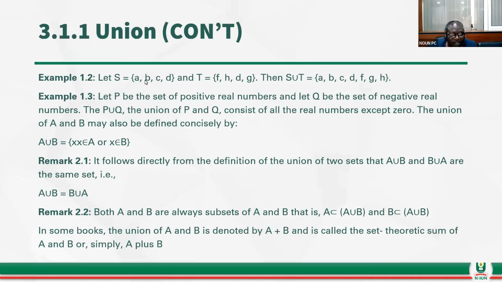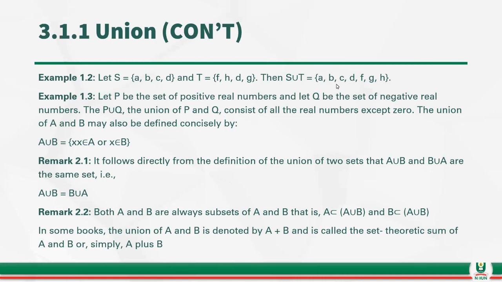You have set S as A, B, C, D, and T as F, H, D, G. Then what is S union T? What is the result of performing the operation of union on sets S and T, which is called S union T? What is the answer now? Everything in S, A, B, C, D must be there. A, B, C, D. Can you see it? Then in T, you have what? F, H, D, G. So put F, H, D, G. But I told you there should not be repetition. D is coming twice. So you remove one and put only one. Is that okay?